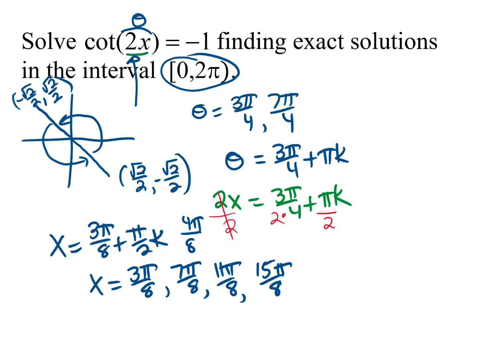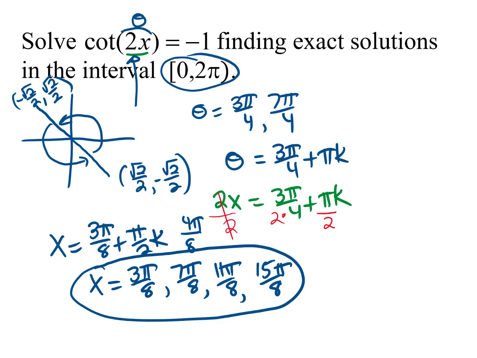Now, if we didn't realize that was the last solution and we added another 4 pi eighths, we would be at 19 pi eighths, and that is larger than 2 pi, which is 16 pi eighths. So here are my 4 solutions between 0 and 2 pi.